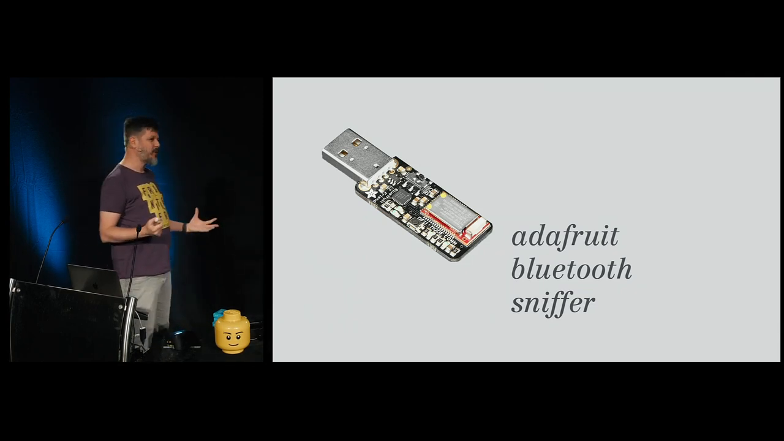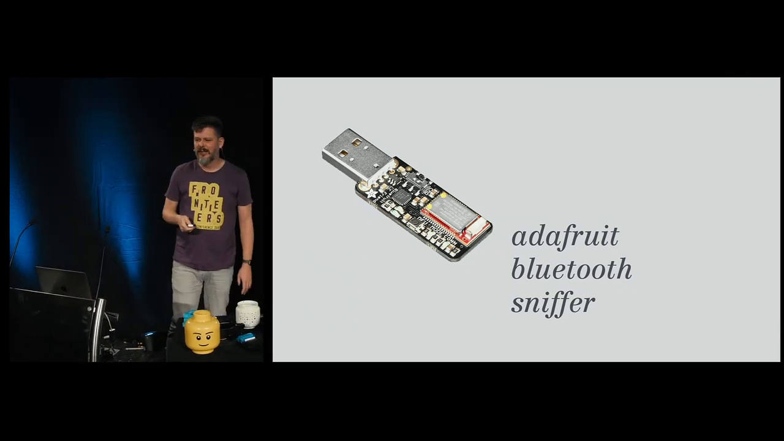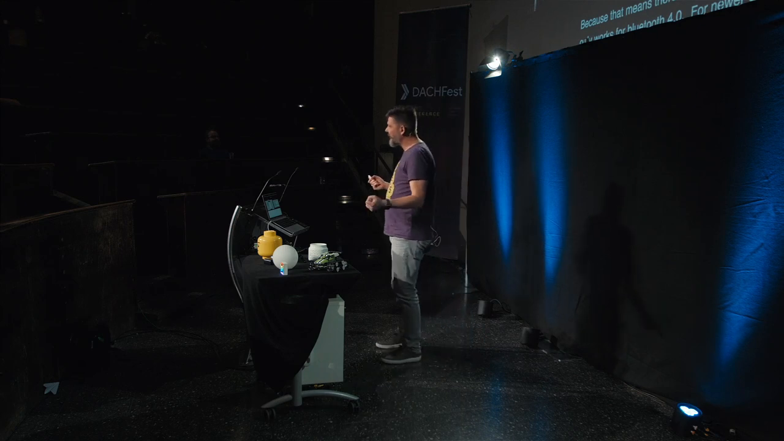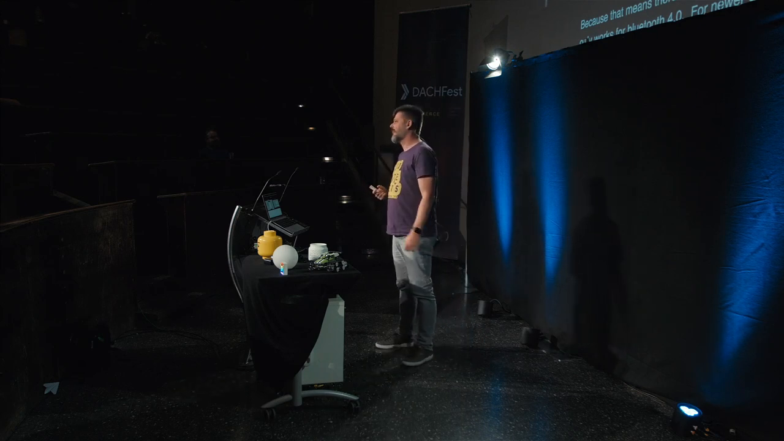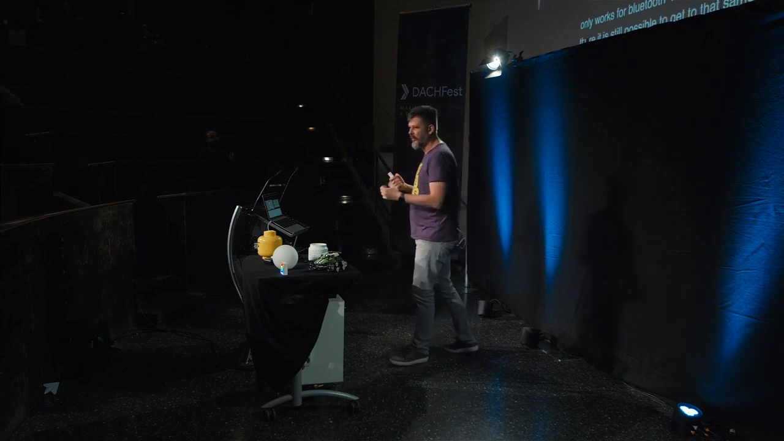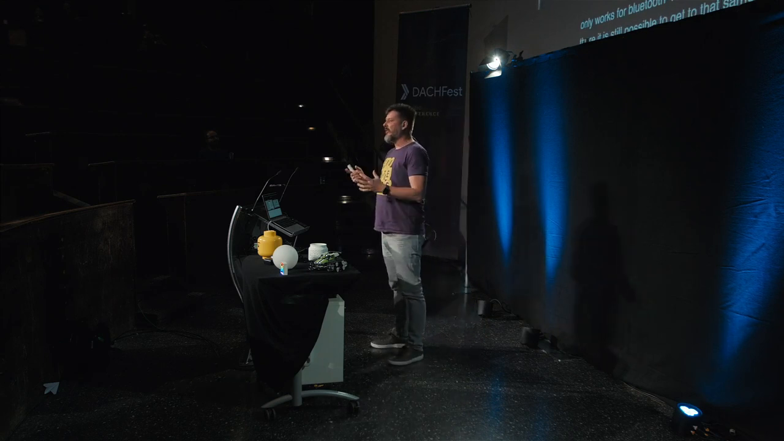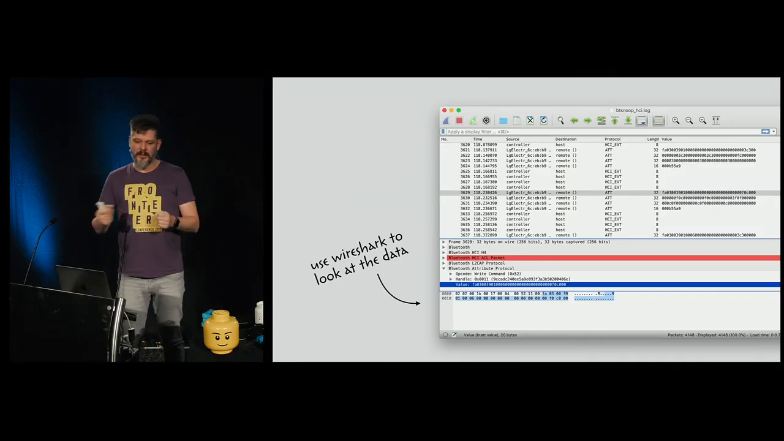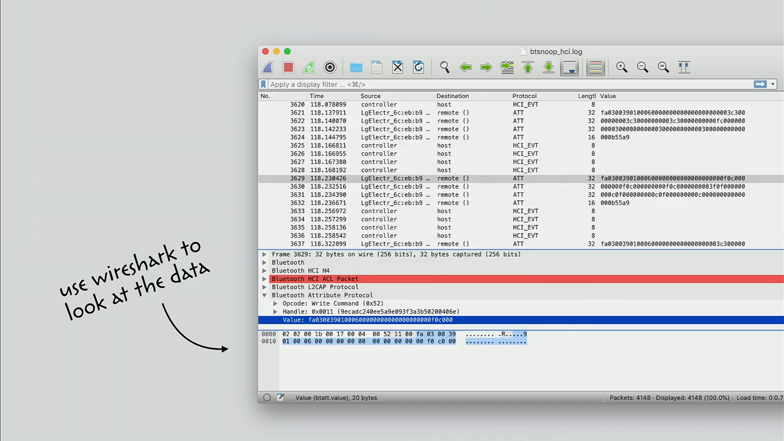But it is still possible to get to that same data by using an Android phone and turning on Bluetooth logging. And you can use ADB to transfer that to your computer, and then you can look at it with Wireshark. And you can actually see the bytes that are being generated by the native app, and you could mimic that.